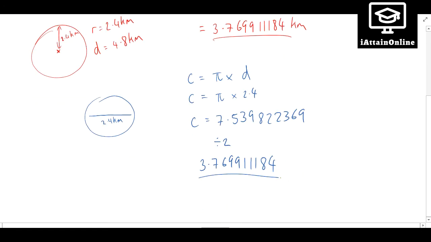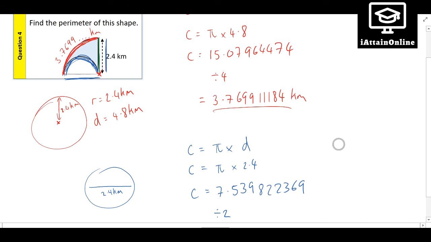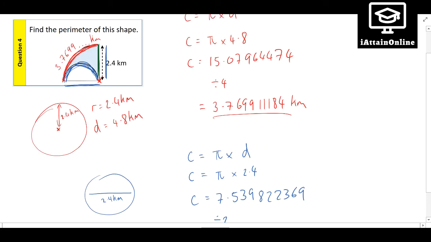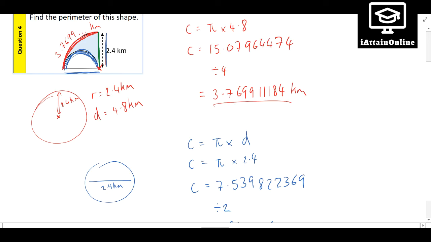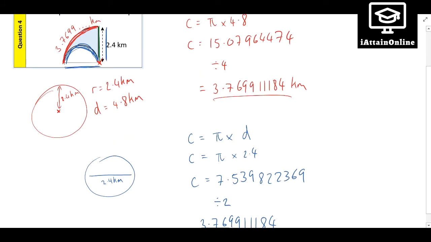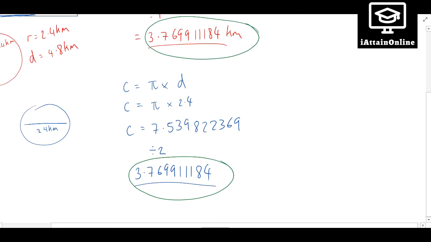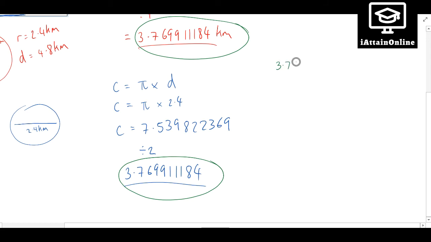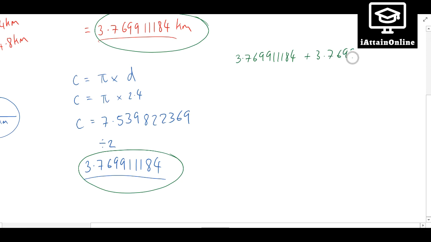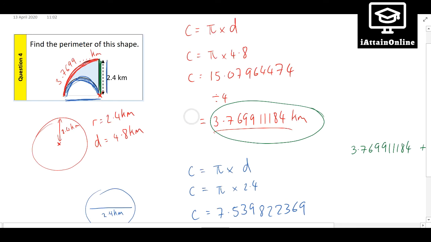So that length is this length here, which is actually the same as this length here, because rather than finding a quarter of the circle, you're finding half the circle, but that sector is half as big. So once you've got those two lengths, we now have the red arc length and we have the blue arc length. So now we just need to add this length on here, which is the radius of that bigger circle. So that's 2.4. So I'm doing 3.769911184 add 3.769911184, add 2.4.